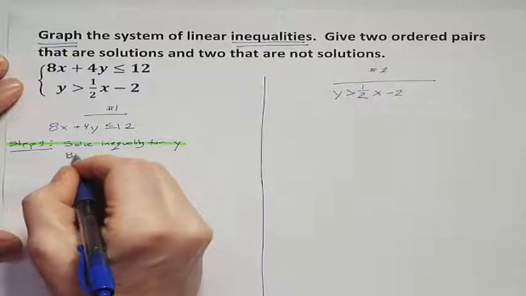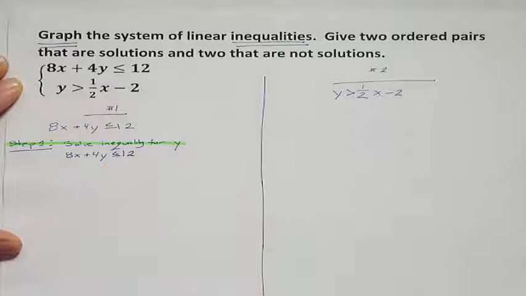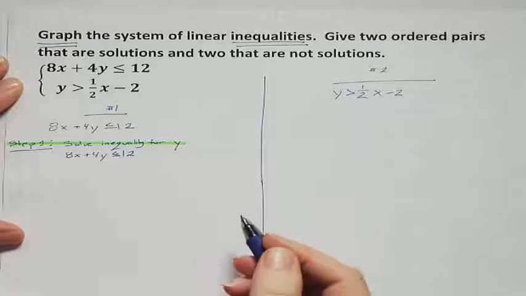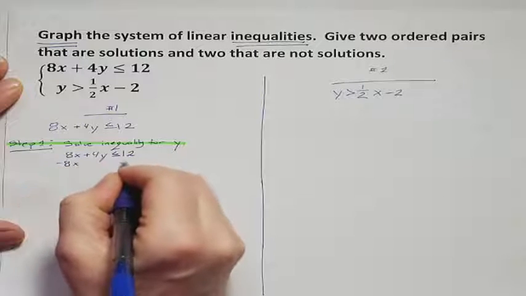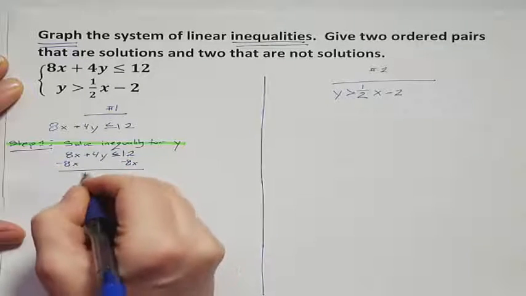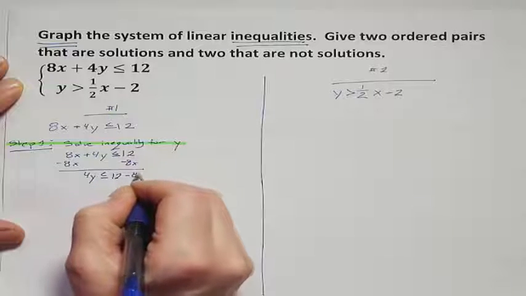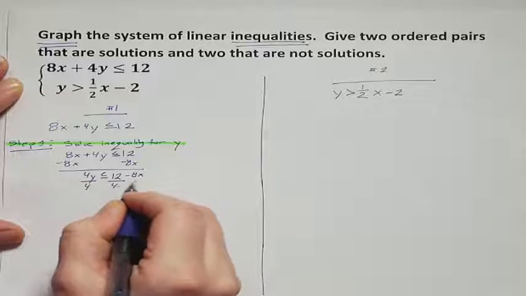So our inequality was 8x plus 4y is less than or equal to 12. I need to solve for y, which means I need to get y by itself. So first this 8x needs to go away. So I'm going to subtract 8x from both sides. I have 4y is less than or equal to 12 minus 8x. I need y by itself, so I'm going to divide everything by 4.